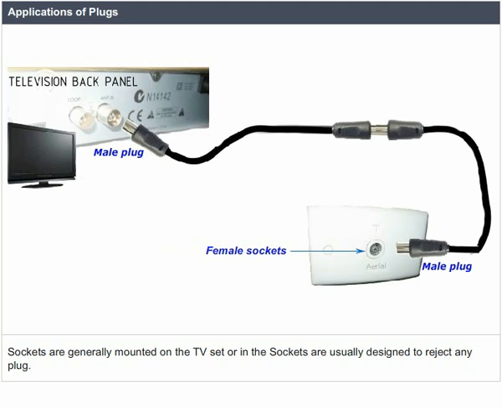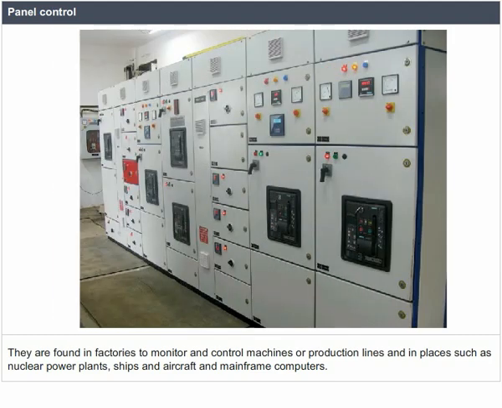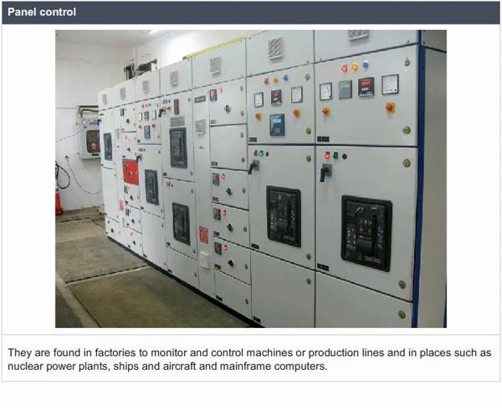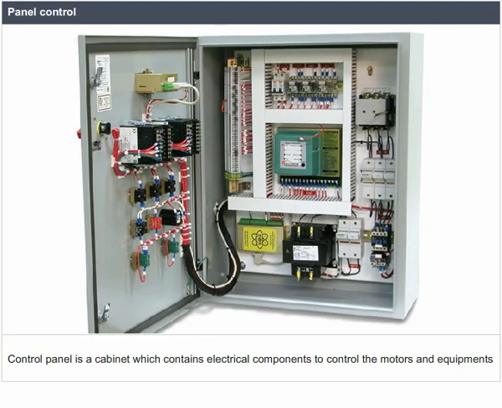Panel control. A control panel is a flat, often vertical area where control or monitoring instruments are displayed. They are found in factories to monitor and control machines or production lines, and in places such as nuclear power plants, ships and aircraft, and mainframe computers. Older control panels are most often equipped with push buttons and analog instruments, whereas today computers are in many cases used for monitoring and control purposes. A control panel is a cabinet which contains electrical components to control the motors and equipment.